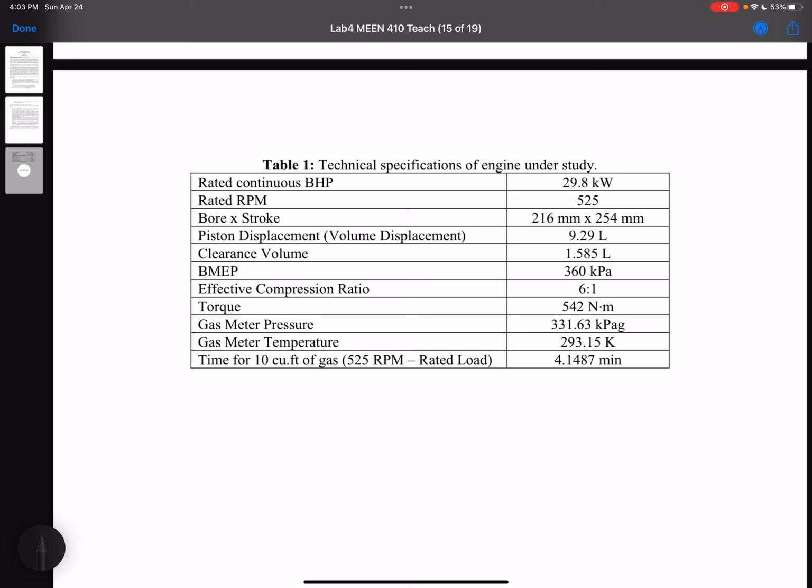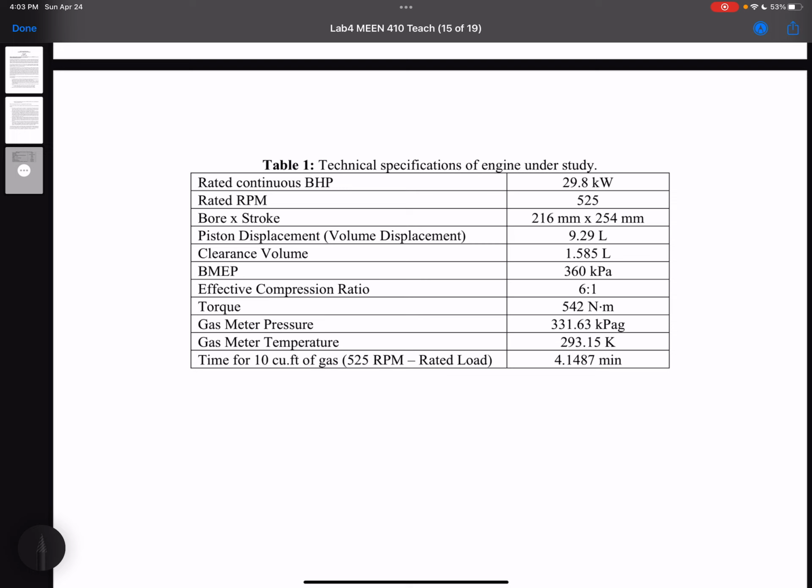As I explained in the lab data video, this is a single-cylinder, large-bore natural gas engine that is used to operate pump jacks in various oil and gas fields. And so you don't necessarily need a lot of power, you just need a lot of torque.